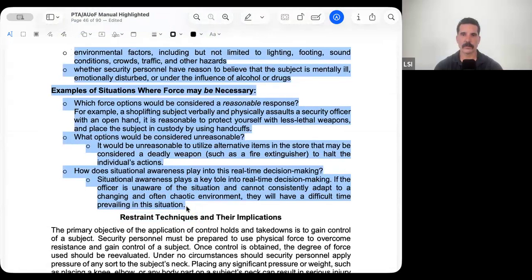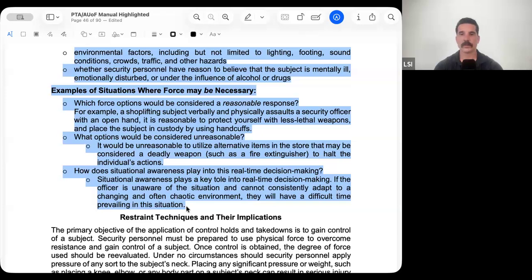Whether security personnel have reason to believe that the subject is mentally ill, emotionally disturbed, or under the influence of alcohol or drugs. Examples of situations where force may be necessary. Which force options would be considered a reasonable response. For example, a shoplifting subject verbally and physically assaults a security officer with an open hand. It is reasonable to protect yourself with less lethal weapons and place the subject in custody by using handcuffs. What options would be considered unreasonable? It would be unreasonable to utilize alternative items in the store that may be considered a deadly weapon, such as a fire extinguisher, to halt the individual's actions.